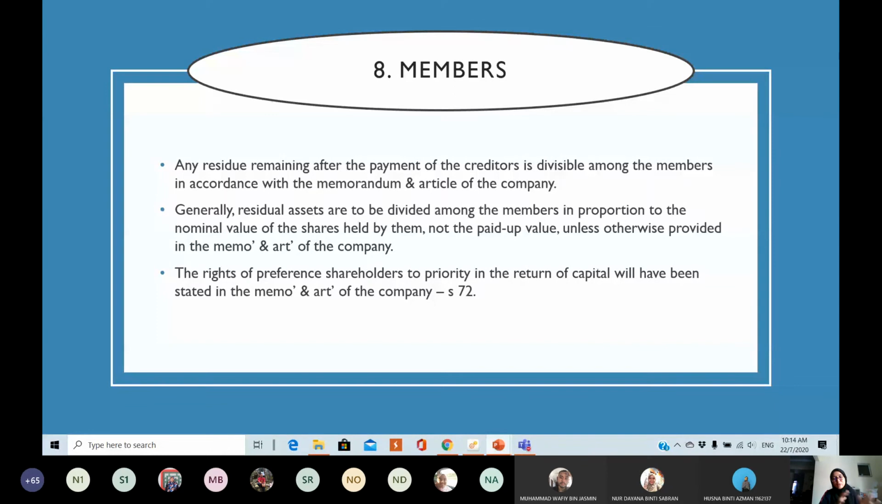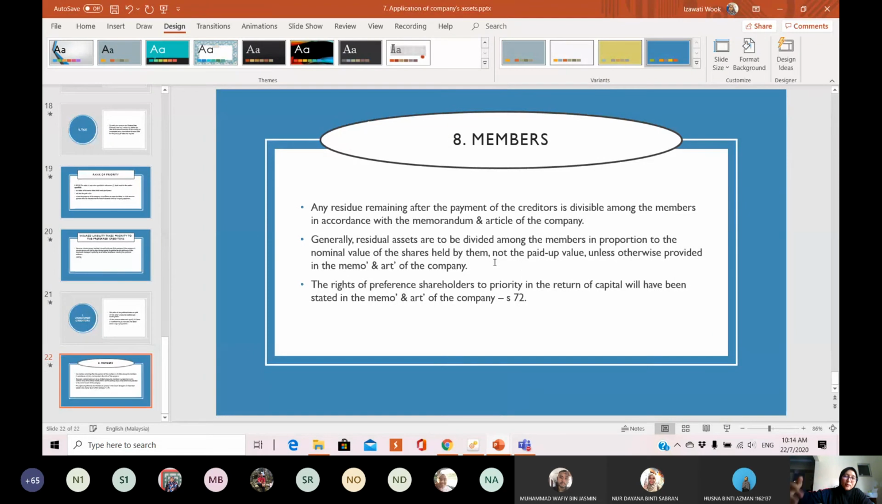Semua dia kena patah balik lah untuk on the part of the liquidator tu, dia kena baca lah balik semua memorandum and article of the company to know the rights and liabilities of all people who are involved in the liquidation process. Okay, so that's it untuk kita punya application of the assets, maksudnya proses bayaran tu kepada orang-orang yang berhak lah ke atasnya. Okay, so that's it for the topic.